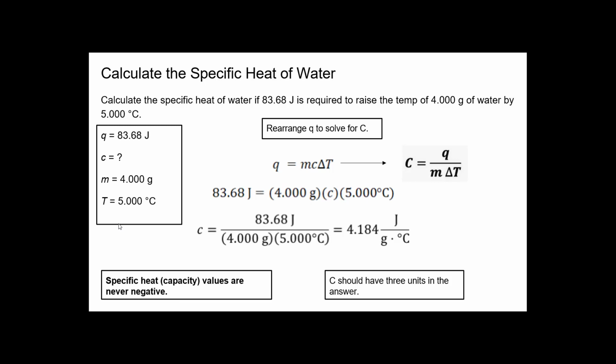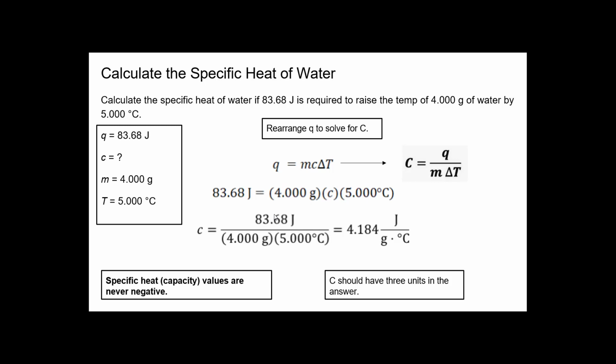All right, let's do another one. Okay, so now calculate the specific heat of water. The other one was looking at the heat, how much heat it takes to raise the temperature of a certain substance. Now we're going to look at the actual specific heat. This is going to require 3 units. Calculate the specific heat of water if 83.68 joules is required to raise the temperature of 4 grams of water by 5 degrees Celsius.